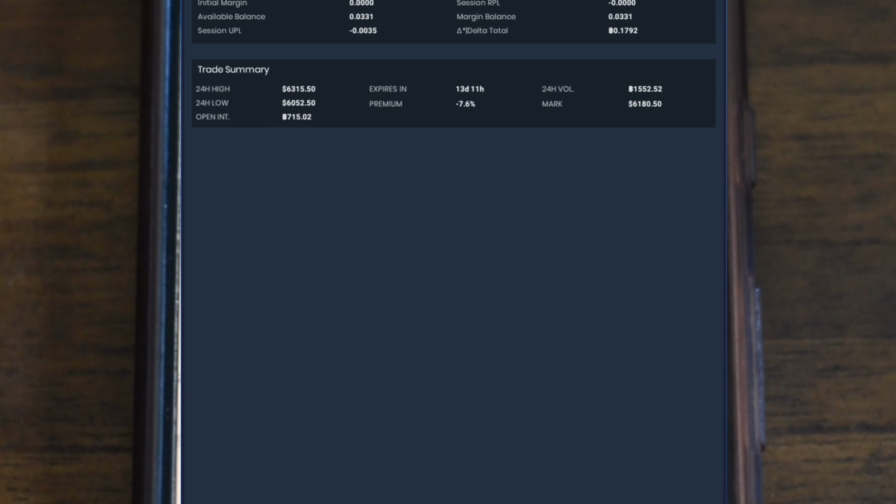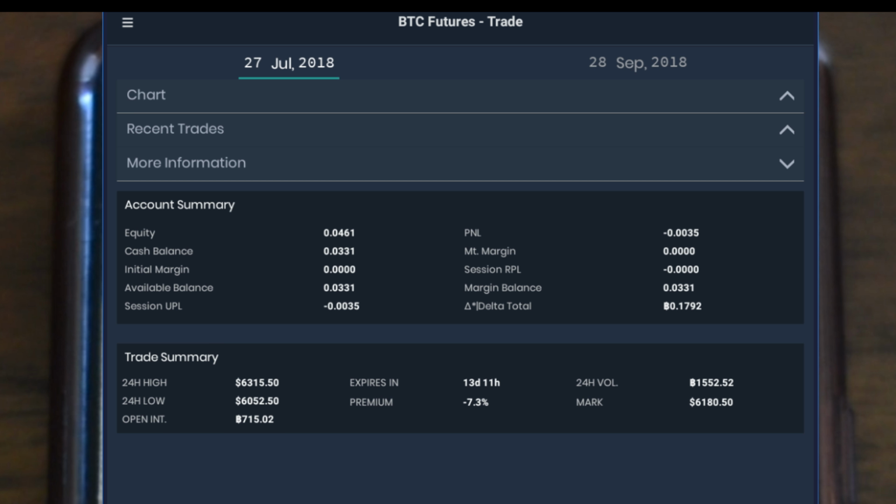And finally, More Information, where the account summary mirrored to the dashboard referenced earlier, and a trade summary for the futures product is shown, including data such as the open interest, which is the sum of all open positions represented as BTC, and the premium, the difference between contract and index price extrapolated to yearly interest. Moving back to the dashboard here.